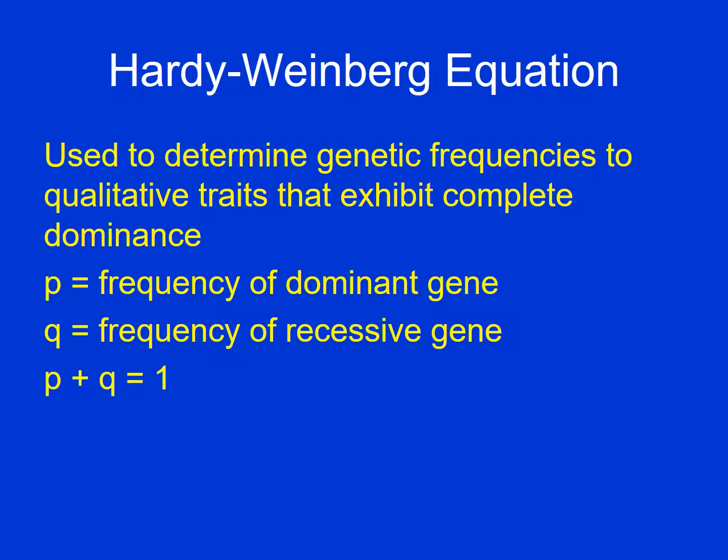We have to make some assumptions here, and one assumption is that P is a placeholder. It's the frequency of the dominant gene. So this is kind of a placeholder in our equation. The other assumption is that Q is the frequency of the recessive allele in our population. And the assumption is that we just have two alleles, so the two have to equal 100%.